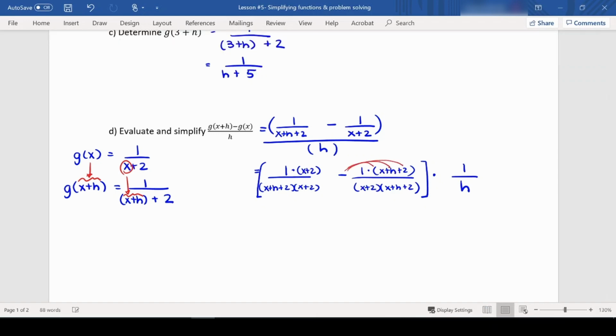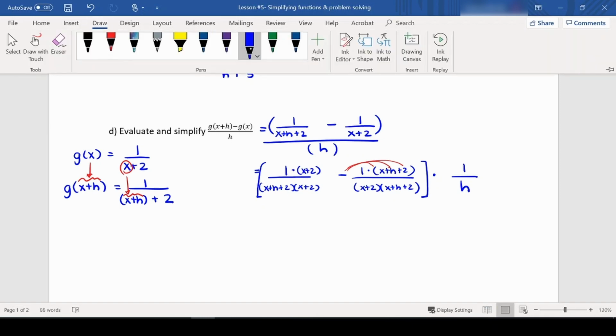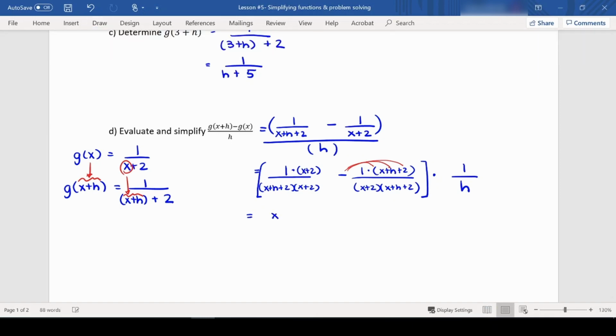Now on the right-hand side, we're going to want to expand this negative into the brackets so that we can rewrite this numerator as one giant numerator. So I have x plus 2 on the left minus x minus h minus 2 on the right, all over one common denominator, times 1 over h.